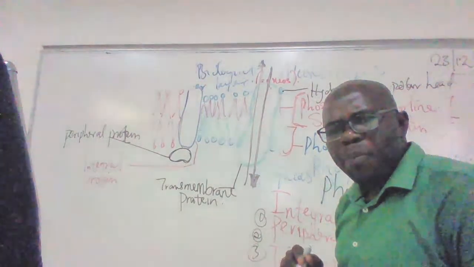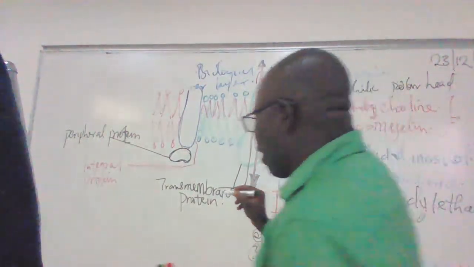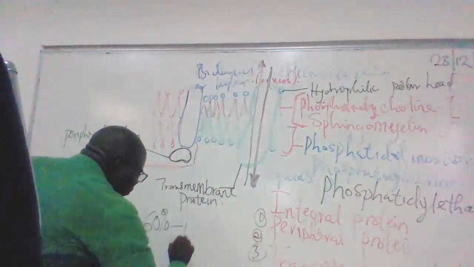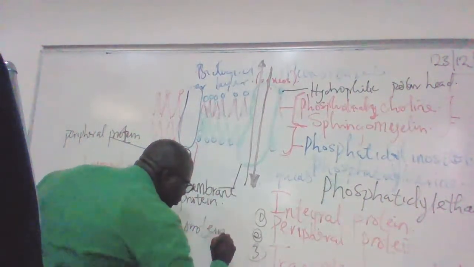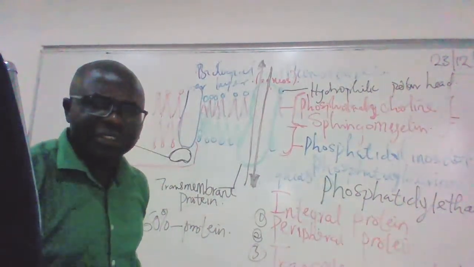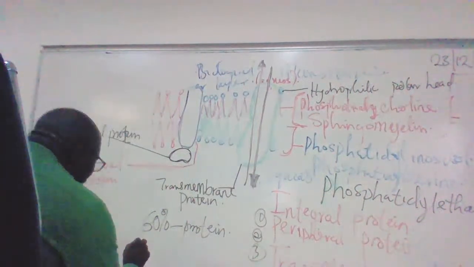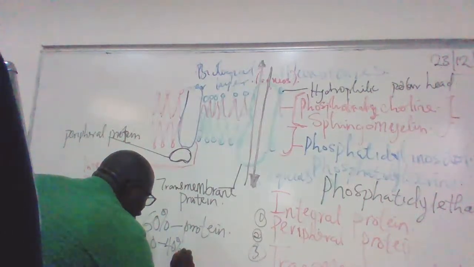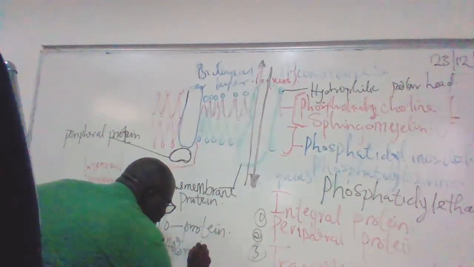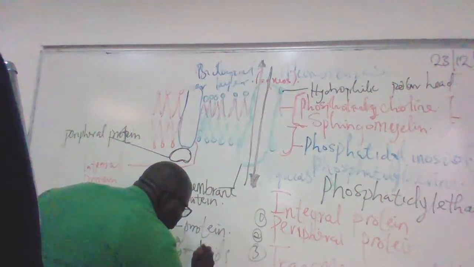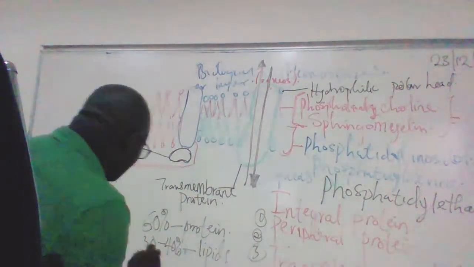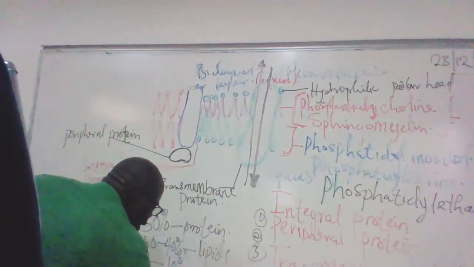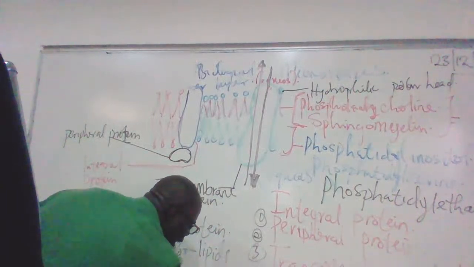By percentage organization, a biological membrane carries about 60% of protein, and about 30 to 40% of lipids, and also about 1 to 10% of carbohydrates.